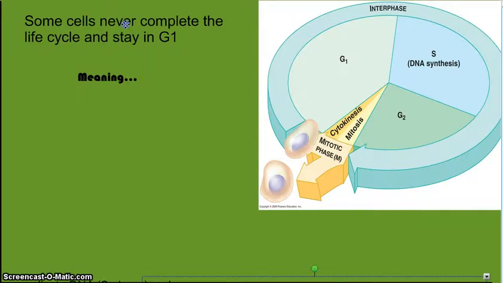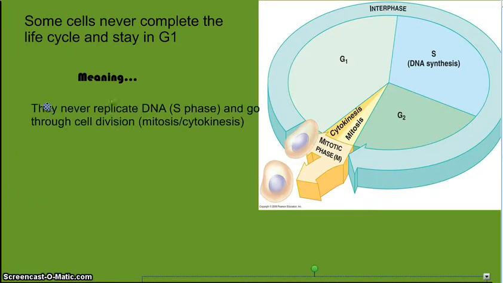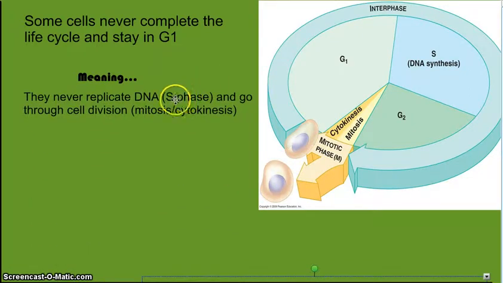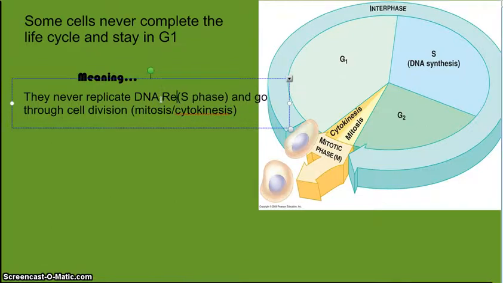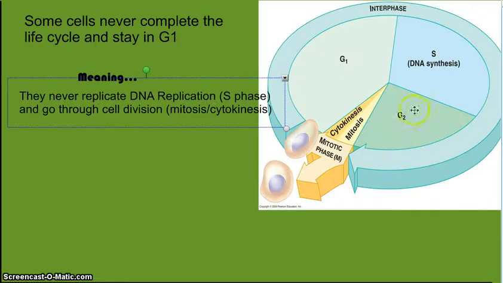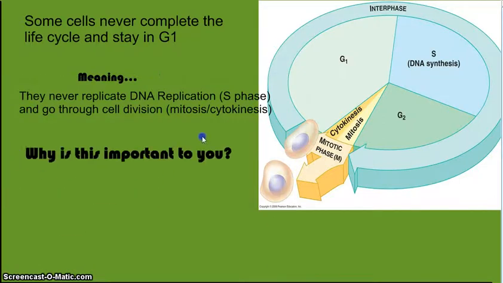Now, you should also understand why cells would go through this whole cell cycle in the first place. Some cells never complete the life cycle. They never go through the cell cycle. They stay in G1. They're created usually when you were a fetus or when you were very young, and they stay that way forever. What does that mean? That means they never complete DNA replication, the S phase, so they never do that phase, and they never go through cell division, mitosis and cytokinesis. So they never divide.